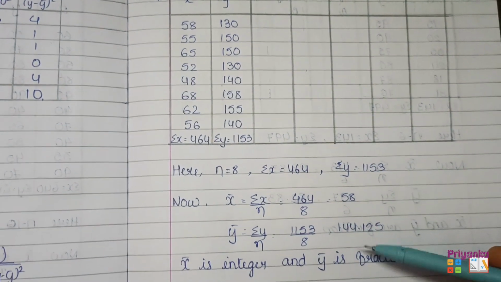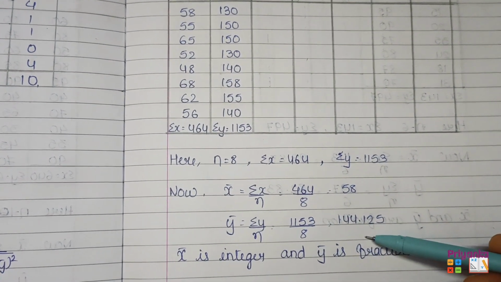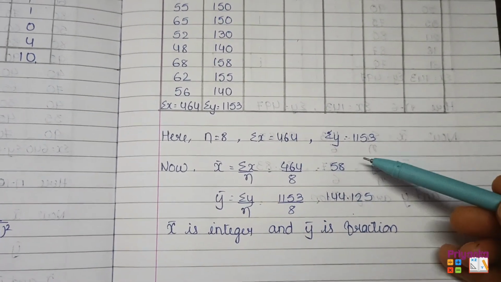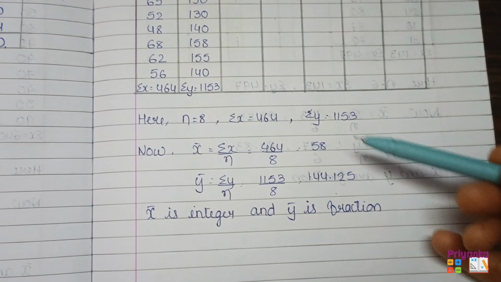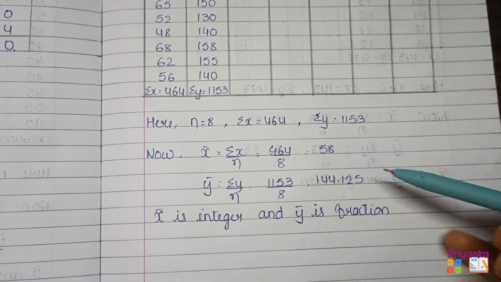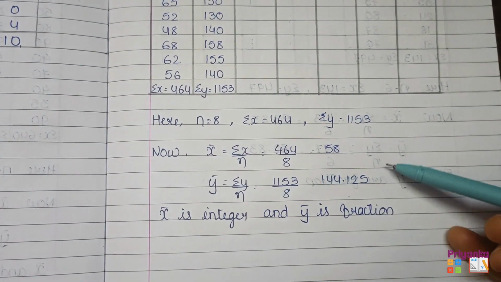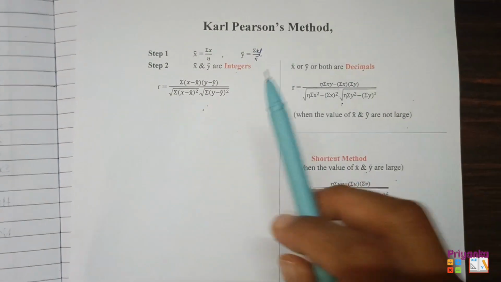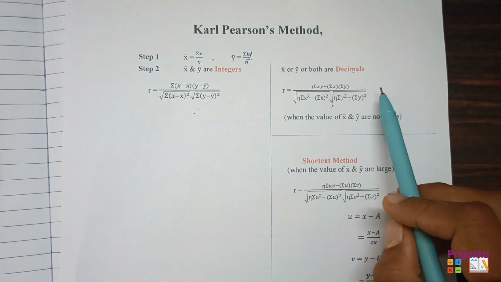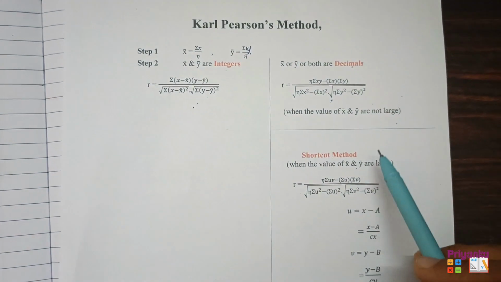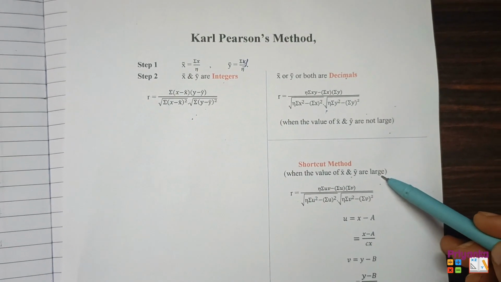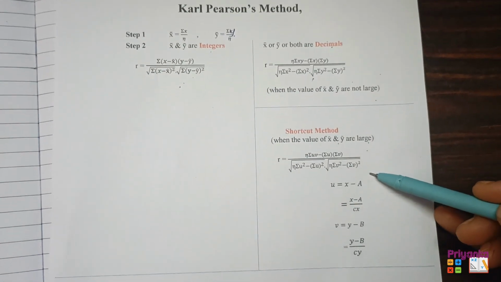Out of this total, first of all I removed the information of x bar and y bar, and here I found that x bar is an integer and y bar is a fraction, and also that the value is large. So remember which formula has to be used. If integer, then this one; if decimal, then this one; but in decimal, if either x bar or y bar has a large value, then you have to use this formula.